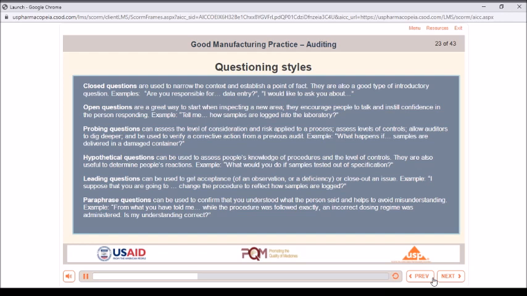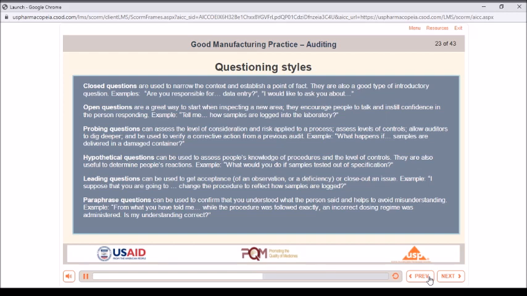Probing questions can assess the level of consideration and risk applied to a process, assess levels of controls, allow auditors to dig deeper, and be used to verify a corrective action from a previous audit. Example: What happens if samples are delivered in a damaged container?